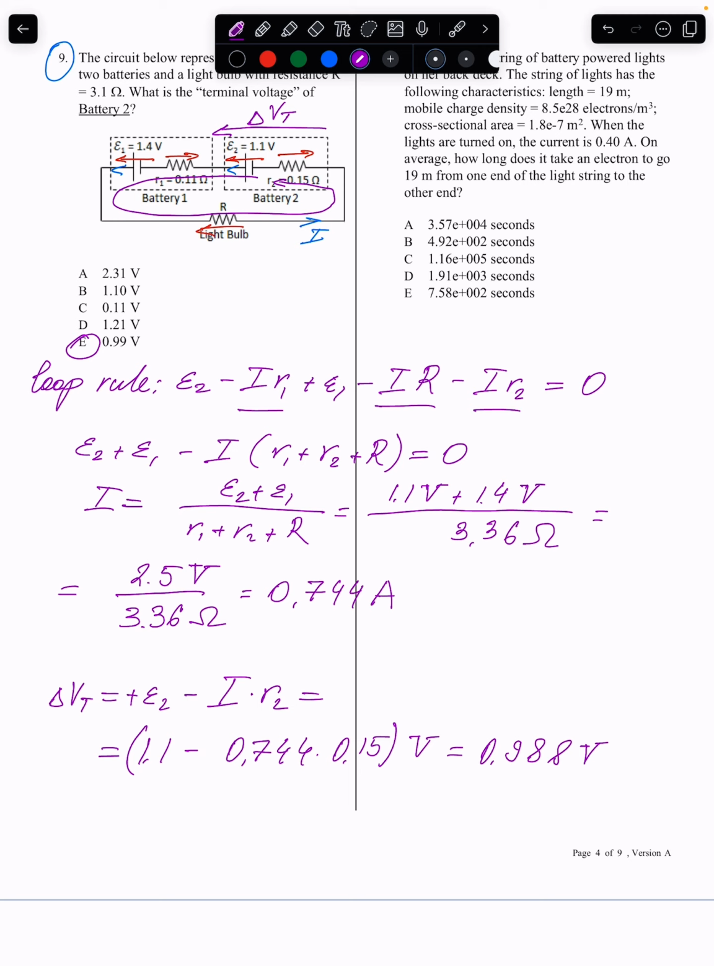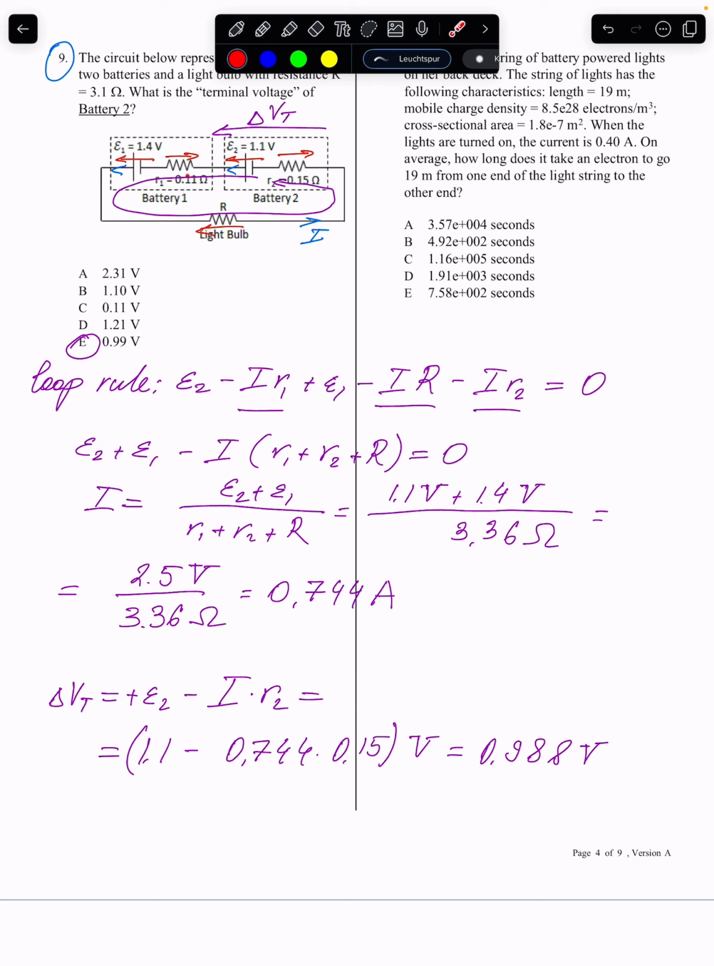In principle, this result can be recognized quite simply. Let's look at the possible results over here. The possible results here are 231, 100, 1.1, and 1.21. So this I can immediately discard, just because I can see this connection of the batteries. I see that the current is going to be in this direction. And if it's in this direction, the terminal voltage is going to be less than the EMF. So it has to be less than 1.1. There are only two numbers which are less than 1.1. It's E and C. And now, of course, to actually be able to tell if it's E or C, one has to solve it.